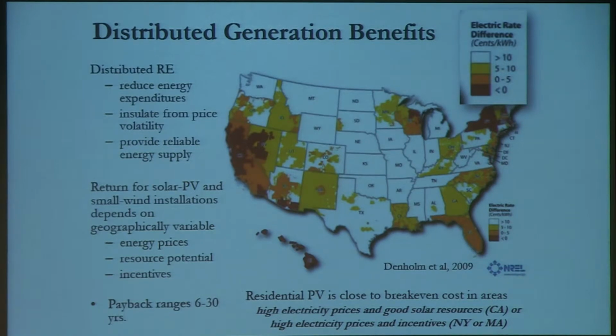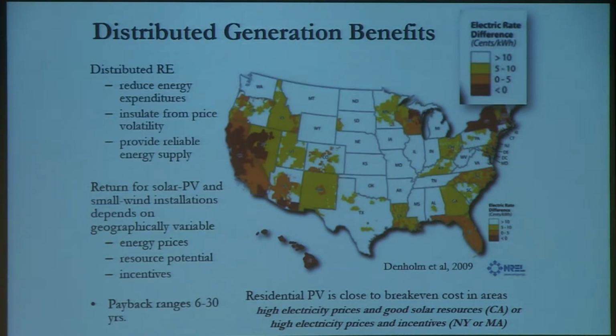The distributed renewable energy is also going to insulate the owners from price volatility and is going to provide reliable energy supply, especially in cases where there are no other options, as we have in off-grid and remote installations. The payback usually ranges from 6 to 30 years, and the return for renewable energy installation is going to depend on geographically variable energy prices, resource potential, and incentives. It's also, of course, going to depend on installation costs.